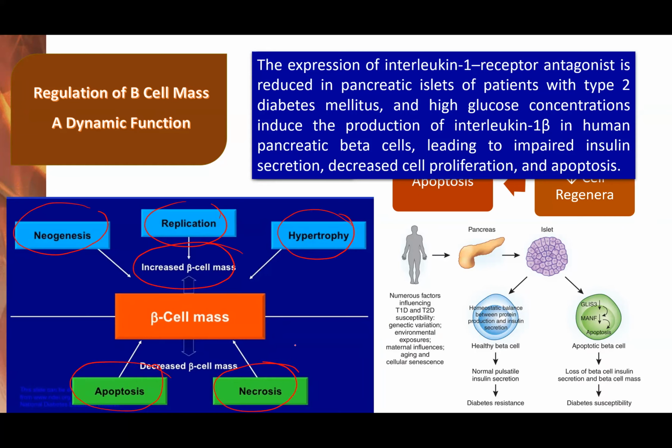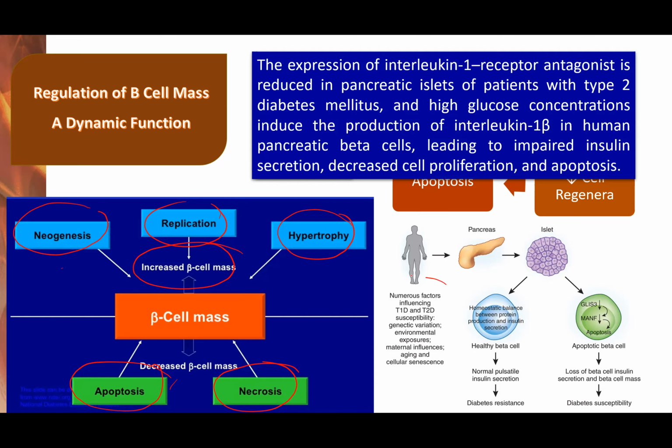The expression of interleukin 1 receptor antagonist is reduced in the pancreatic cells of patients with type 2 diabetes mellitus. High glucose concentration induces the production of interleukin 1b in human pancreatic beta cells, leading to impaired insulin secretion, decreased proliferation, and apoptosis. Decreased proliferation means no beta cells. Increased apoptosis means beta cells are lost. So the net result is a negative glucose metabolism balance. Now you see what happens.